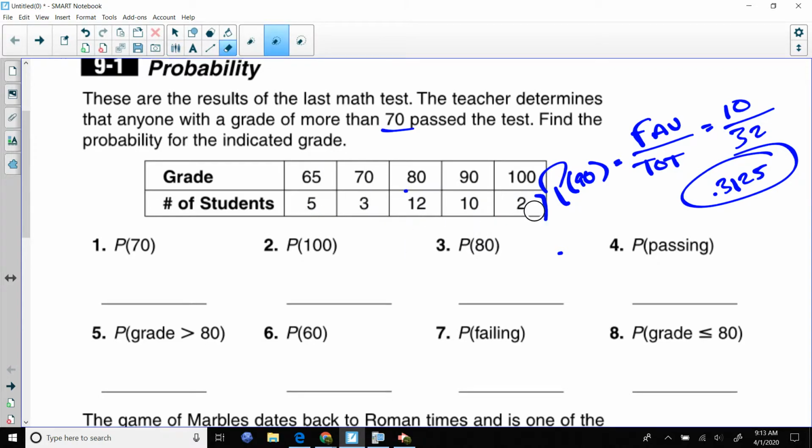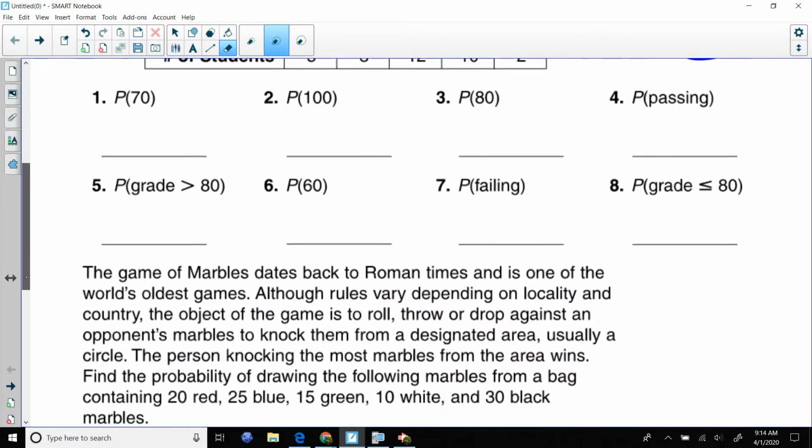Not looking to break the bank here, but those are the first couple questions. And then the next ones: the grades that are greater than 80, anybody who has a 60, anybody who's failing, or the grades that are less than or equal to 80. You would find those probabilities, put them in the calculator, and get the decimal. And those would be your answers there. I don't want to do them for you because it's your practice.